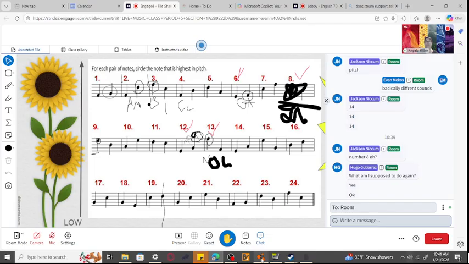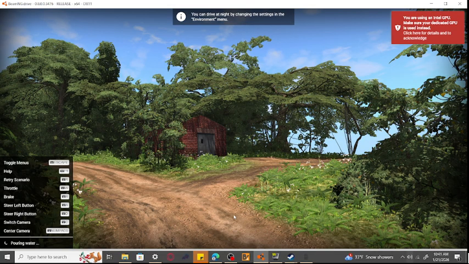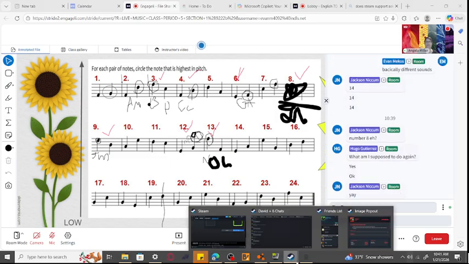Good job, number 8. So Hugo, on number 7, which note is higher? You're just going to circle it. Good job on 3. CC, there you go. Good job on 4. Good job, 9. See how easy this is? Can you tell high and low, right? If it's higher on the staff, higher on the page, it's the higher note.